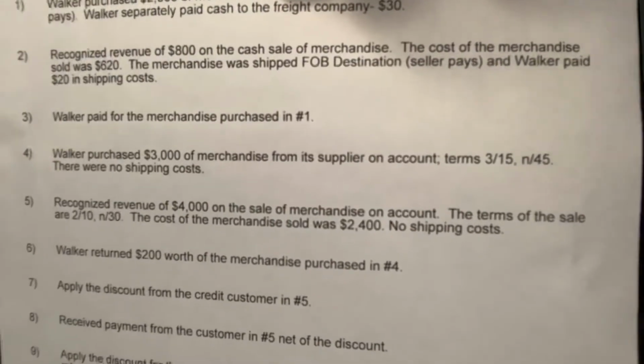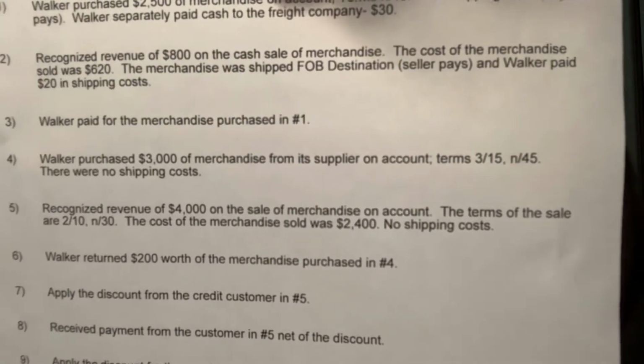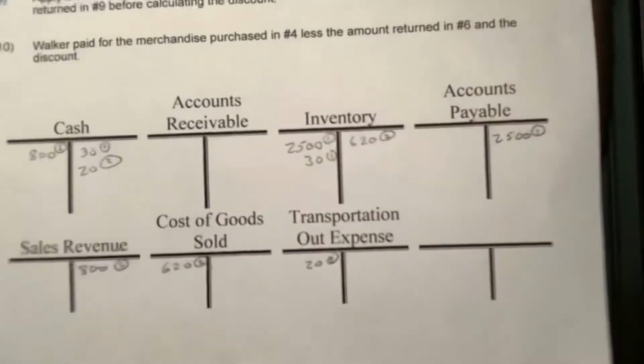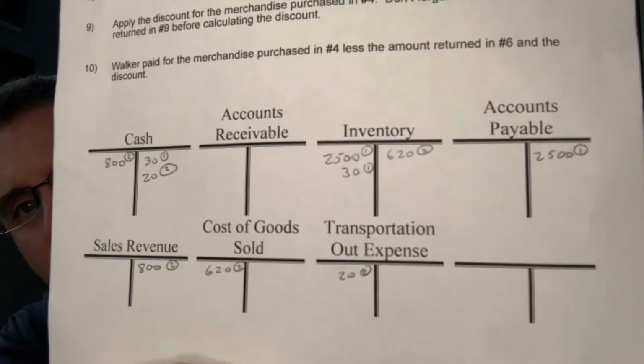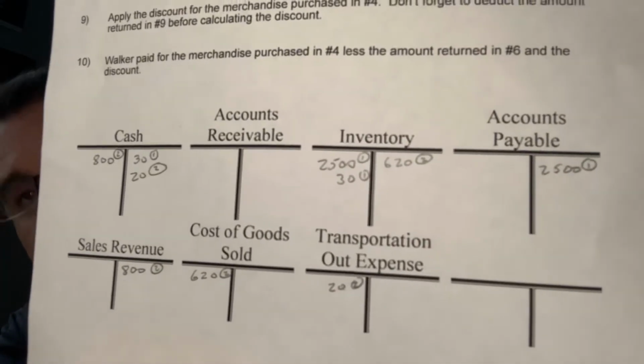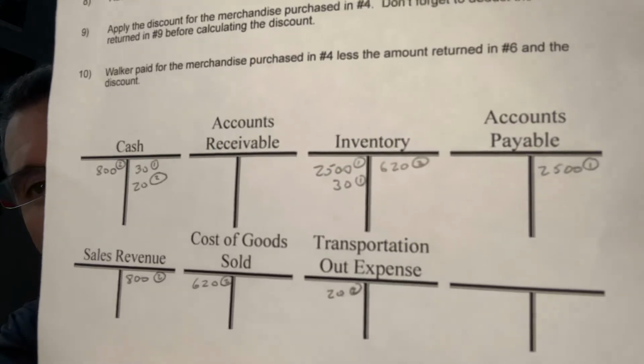Let's take a look at number 3. Number 3 says, Walker paid for the merchandise in number 1. All right, this is an easy one. Well, where was that amount from number 1? If you remember, that amount is sitting in our accounts payable account, isn't it? And that's what they're referring to. Also, there were no discounts to apply here, so we don't have to worry about that. We just need to simply pay the $2,500.